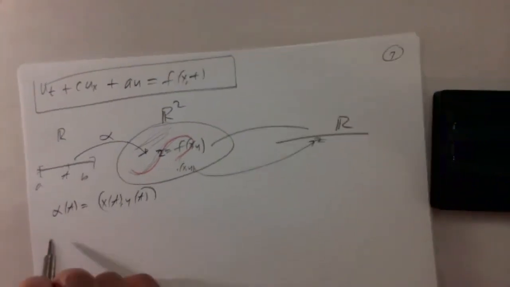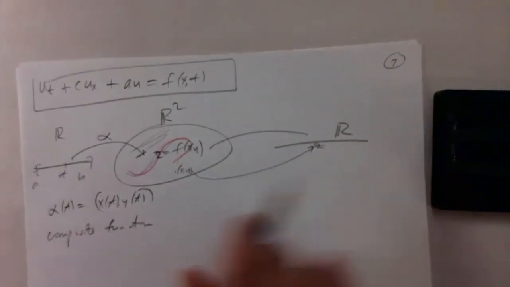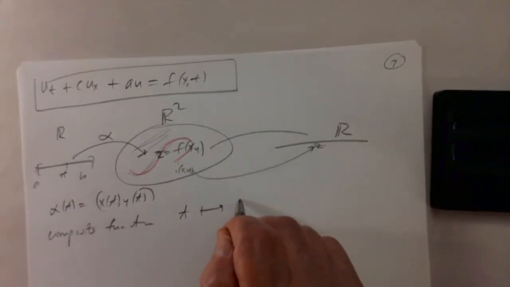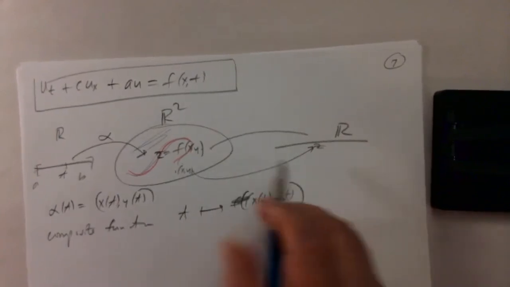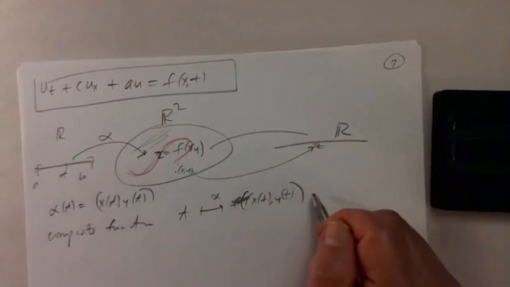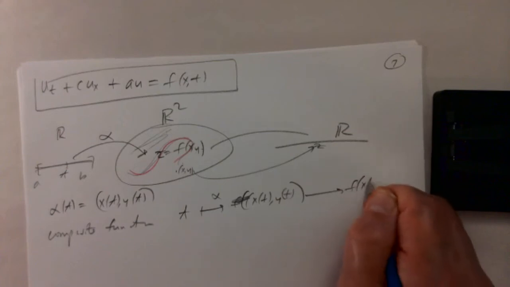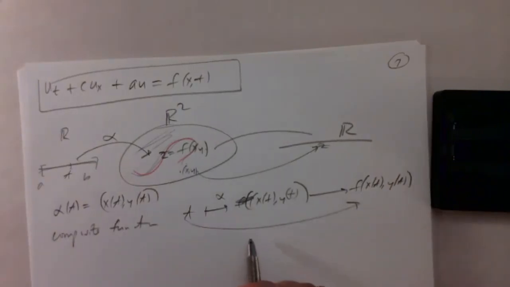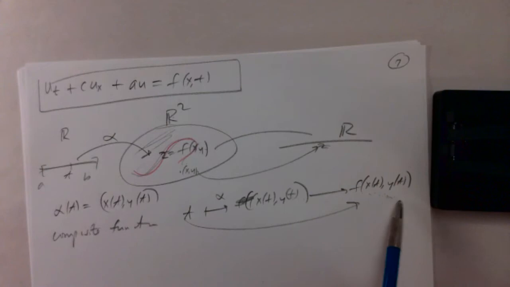So we have the following composite function from here to here to here, where t goes to x of t, y of t. And then this is under this function alpha. And then this goes to f of x of t, y of t. So we have this composite function. We start with a real number. We end up with a real number. This is just a function of t.